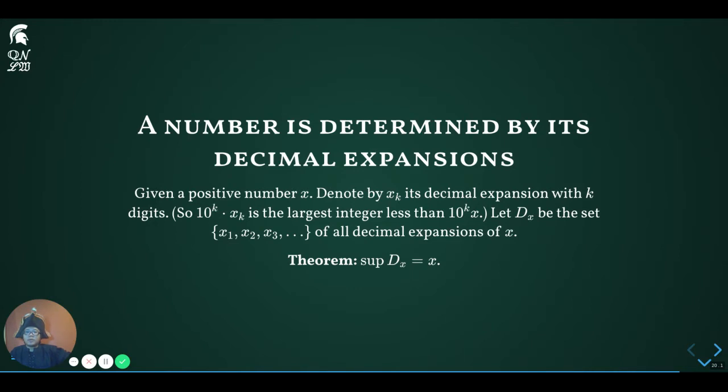So, given a real number x, let's form its decimal expansion with k digits for each k, and call the resulting number x sub k. Let's collect all of these decimal expansions into a set, which we call d sub x. Notice that every element of d sub x is a rational number. Our theorem of this lecture is that the supremum of d sub x is equal to x. So we can reconstruct what a real number x is once we know its decimal expansion to arbitrary accuracy.